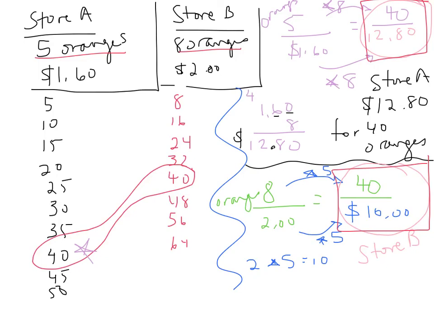a lot more money at store A, right? I can see that, versus here at store B. $10 is a lot less than $12.80. We get the same information, we're just comparing it in different ways.